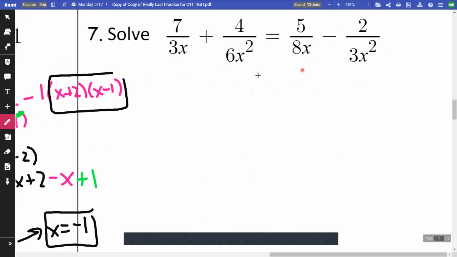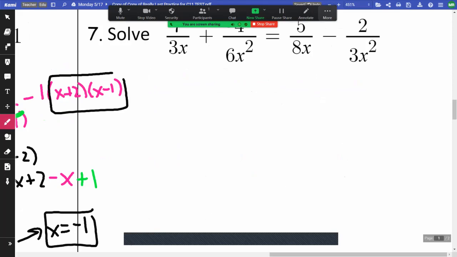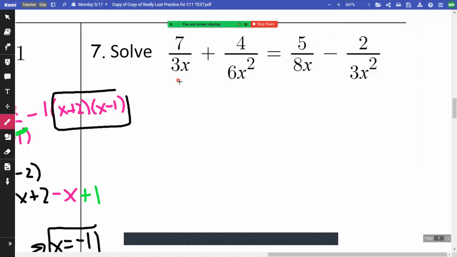Okay, on number 7. This one, since we have a 3x, a 6x squared, an 8x, and a 3x squared, my restriction for this is going to be x cannot be 0. That's my restriction. And to get rid of the denominators, in terms of the numbers 3, 6, and 8, I'm thinking 24. And in terms of my x and x squared, 24x squared. So we're going to multiply everything by 24x squared.